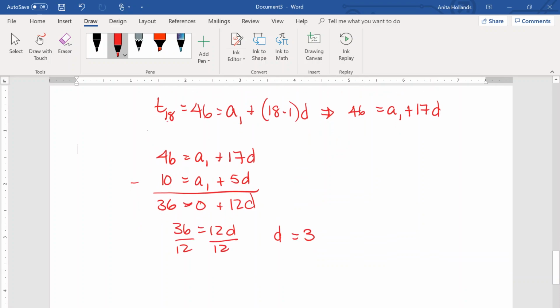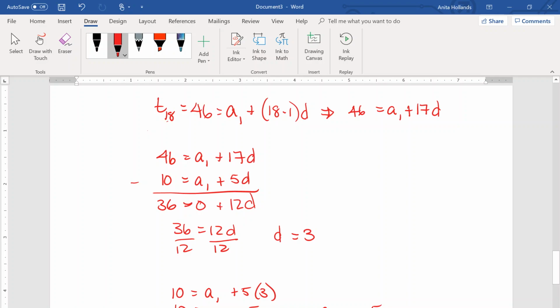Now we can put that into either of the equations up here to solve for a sub 1. So here 10 is equal to a sub 1 plus 5 times 3. So 10 is equal to a sub 1 plus 15. Subtract 15 from both sides to give us a sub 1 is equal to negative 5.